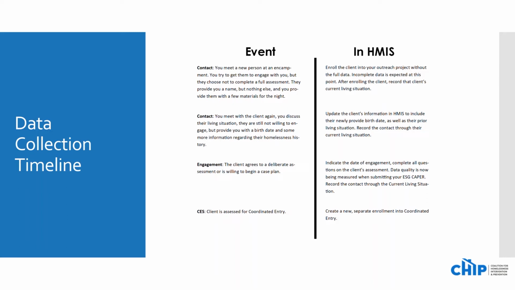So then you see the client again through a contact, and you discuss their information, but now they're starting to trickle out a little bit more information, right? They may give you a birth date and some more information about their homelessness history, but not enough to complete a full assessment or be considered a full engagement. So at that point, all you have to do is update the client's record with any new information that you might have and document their current living situation to record one of those contacts.